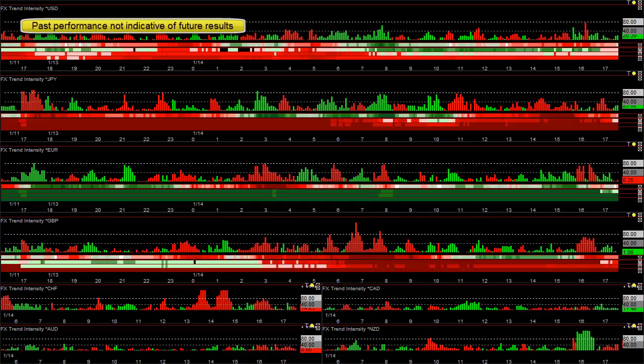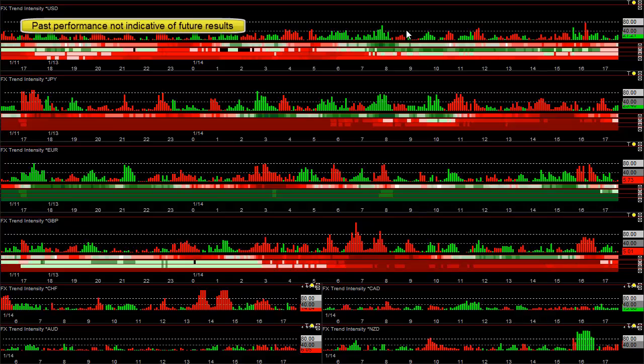So, the main purpose of the blog is to show people that our software, the systems that we teach, you can see it in action day after day and come up with your own conclusions whether you feel like it will help your trading. This is our new FX trend intensity currency meter, which we released, I believe, early last week, and it shows the intensity of each currency as statistically compared versus all the rest of them.